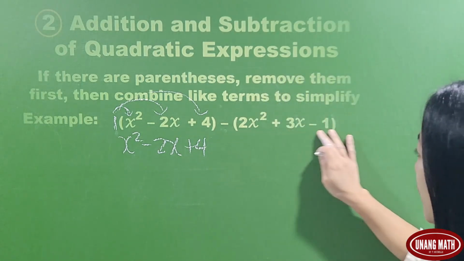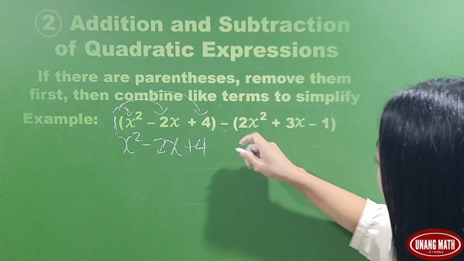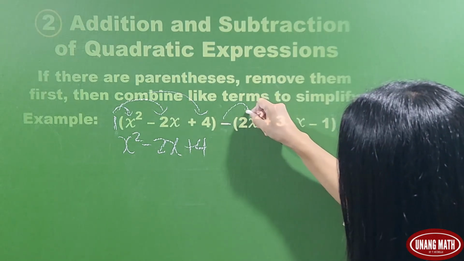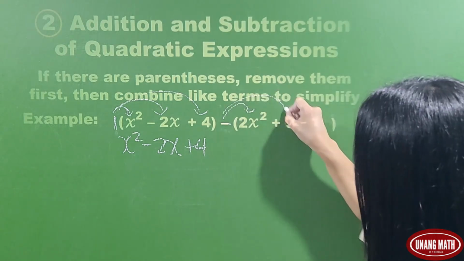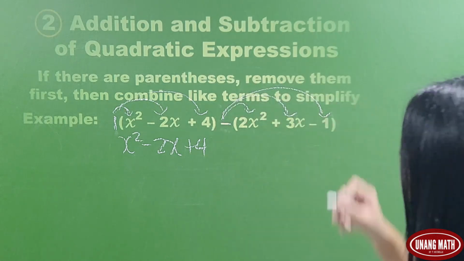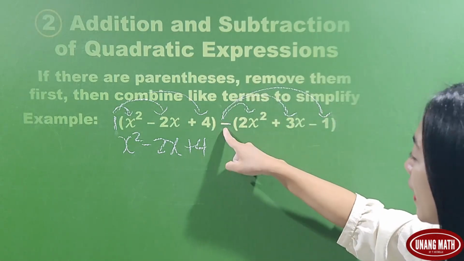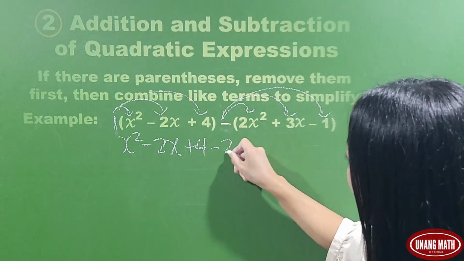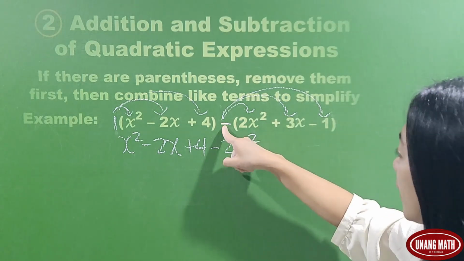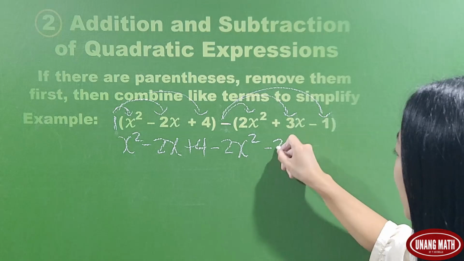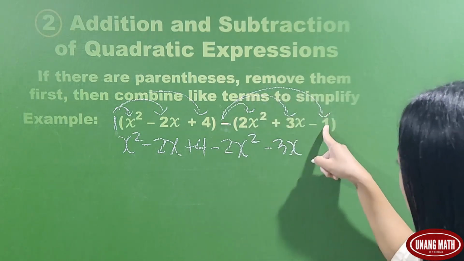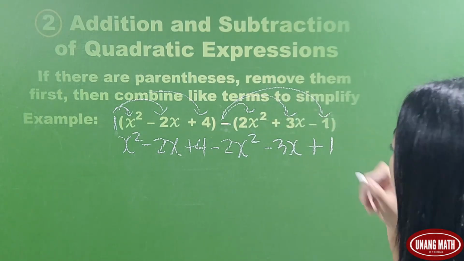Okay, what about here? We have to remove this parenthesis also. Since this is negative, it's going to be negative times 2x squared, negative times 3x, and negative times negative 1. Negative times 2x squared is negative 2x squared. Negative times 3x is negative 3x. And negative times negative 1 is positive 1.